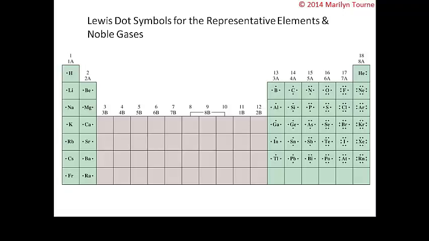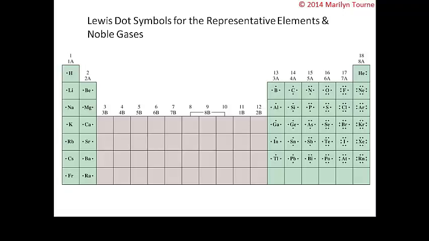What I'm showing you here is Lewis dot symbols for the representative elements, which is everybody but the transition metals, the lanthanides and actinides, so just the representative elements and the noble gases. The number of dots corresponds to the number of bonds an atom of that element can form in a molecular compound. In other words, the number of dots is how many valence electrons that atom has. Remember, valence electrons are the outermost electrons, those electrons in the outermost shell. Everything that's not a valence electron is called a core electron.